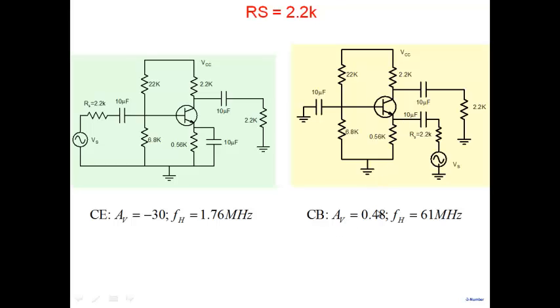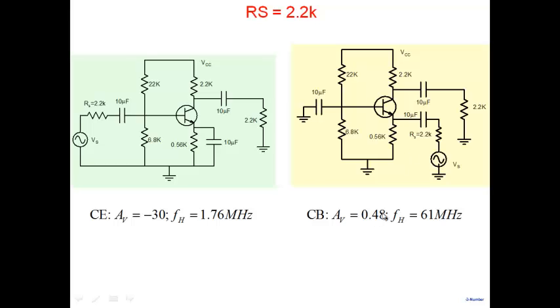But interestingly, you see something else. Upper cutoff frequency, look at that. 61 megahertz. So upper cutoff frequency has really gone up. Right? So what it is showing you is the following. It's pointing out something interesting. If I have a common base amplifier and I have a large RS here, then I can get a very high upper cutoff frequency. You're seeing an advantage of common base.